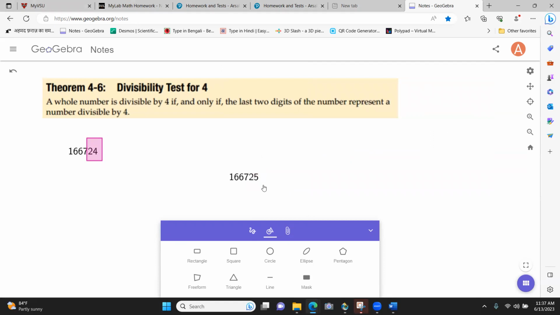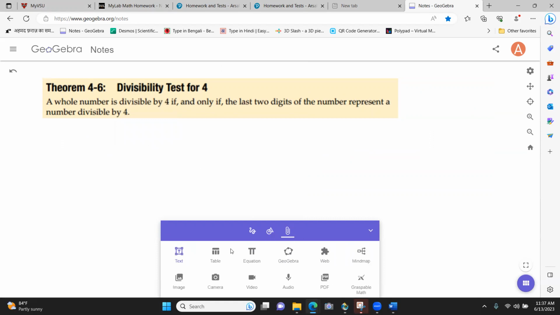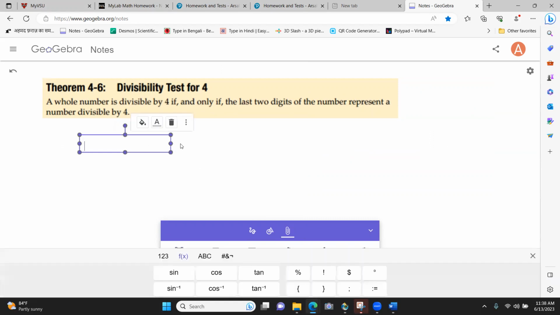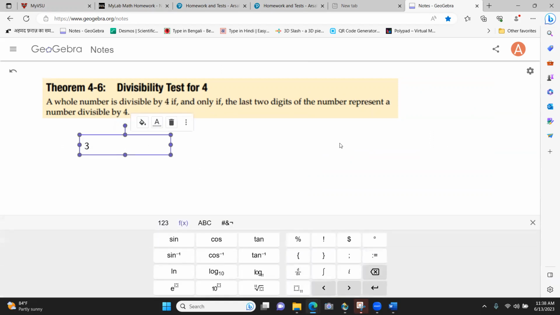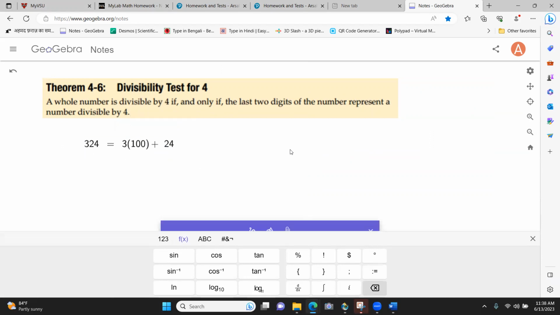I'm going to give you an example, okay? Take any number that has more than two digits. I'm going to take a simple case, okay? Fairly simple case. Your book does it with ABC. I'm going to take 324. I can always write 324 as 3 times 100 plus 24.